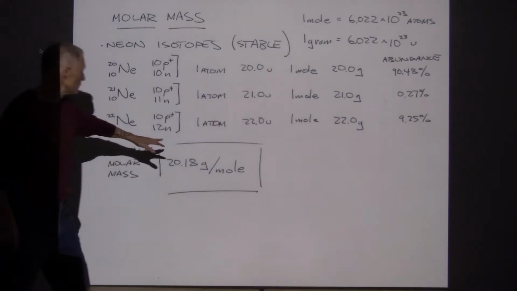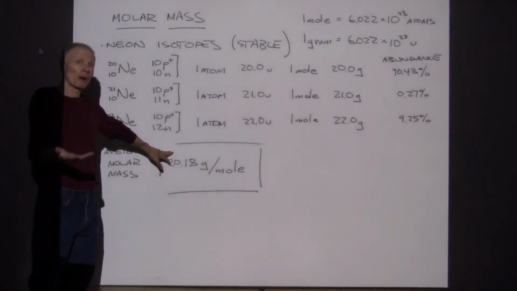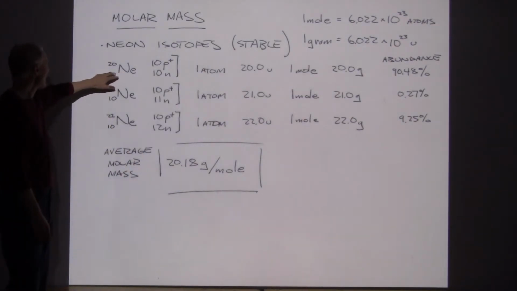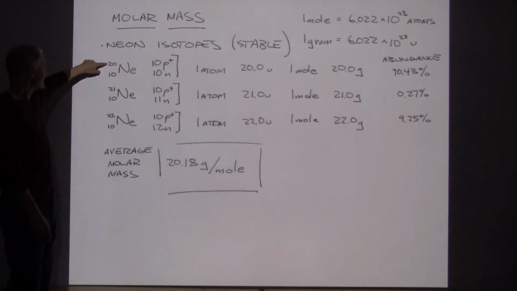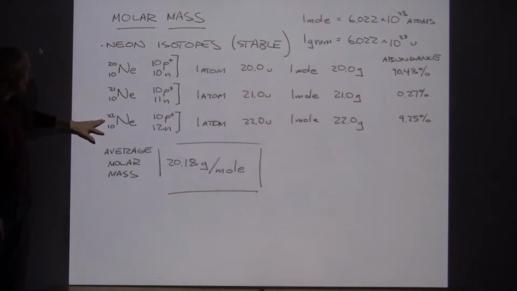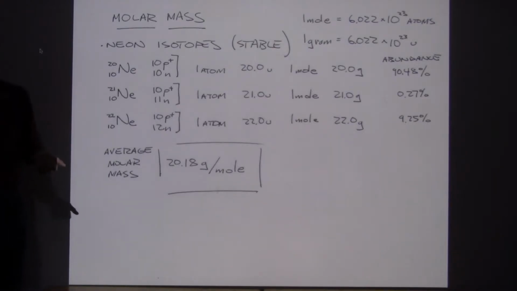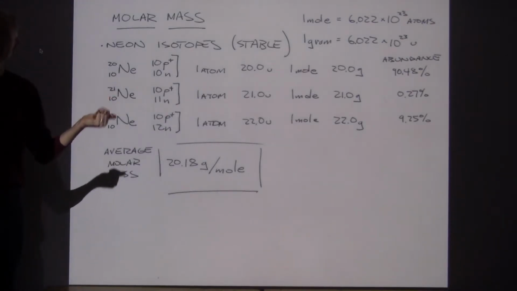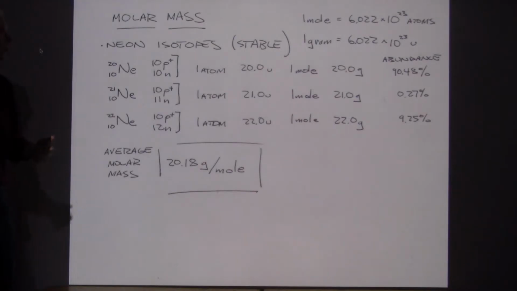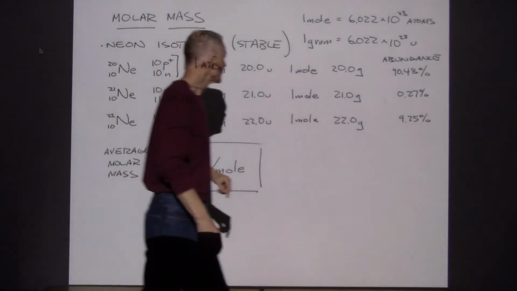I would expect this to be much closer to 20, right? But it turns out neon has 10 protons, but there's an isotope that has 10 neutrons. There's an isotope with 11, an isotope with 12. These 3 different isotopes of neon are stable. Now there's a bunch of radioactive unstable isotopes also, but these are the 3 stable isotopes that make up naturally occurring neon. There's an abundance.